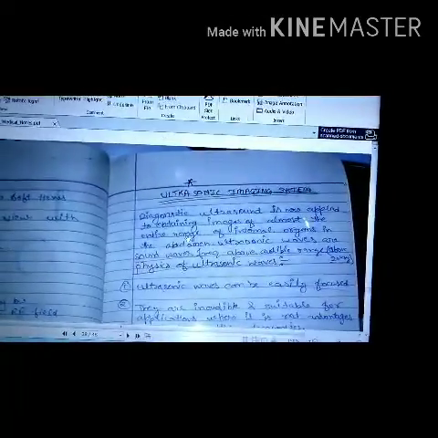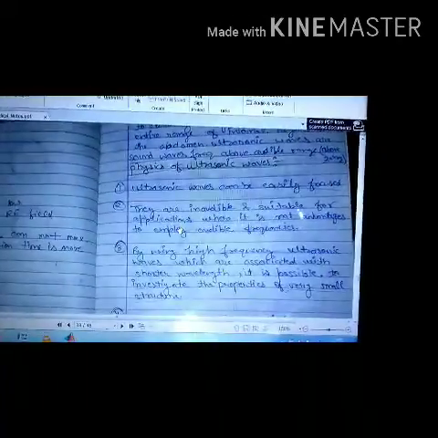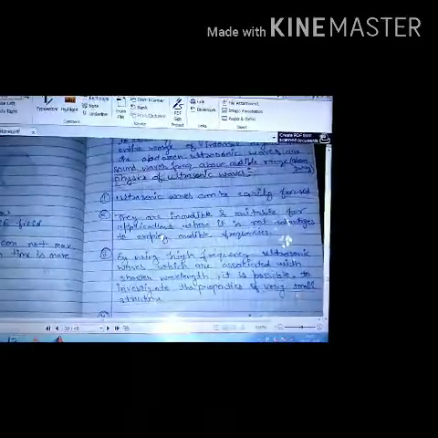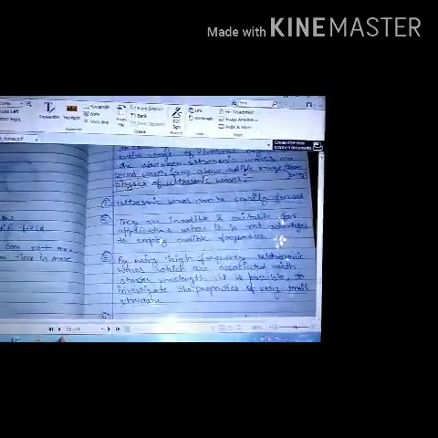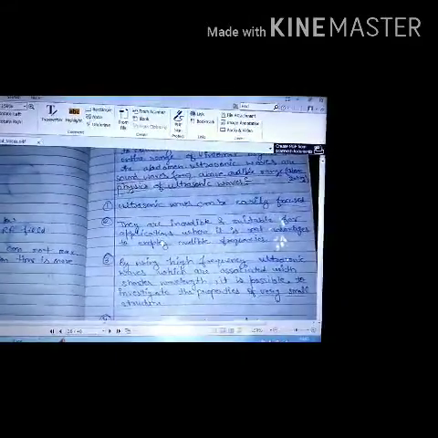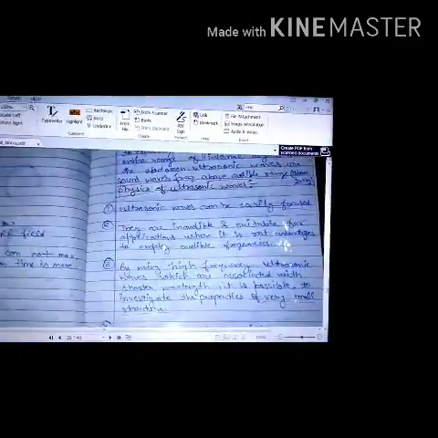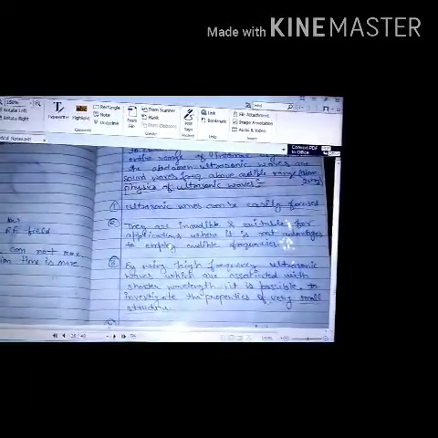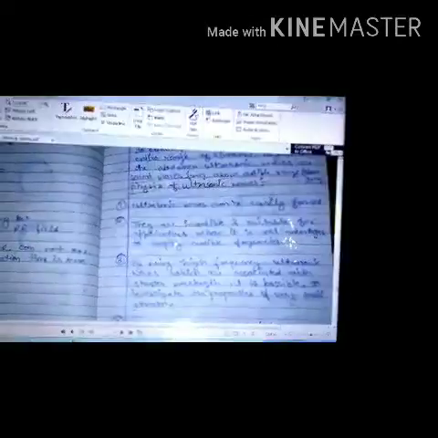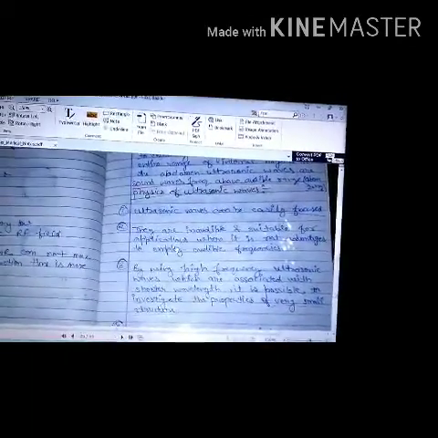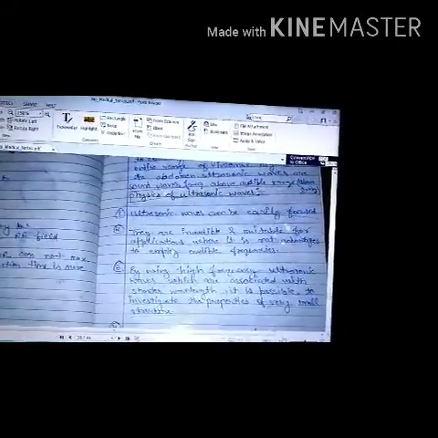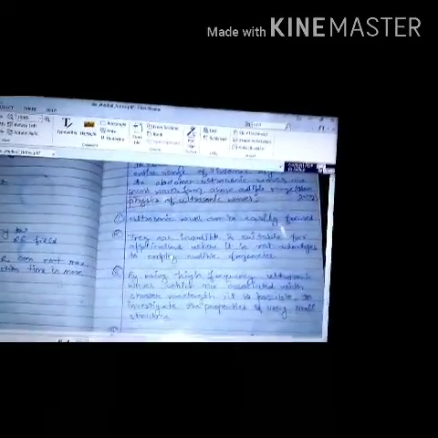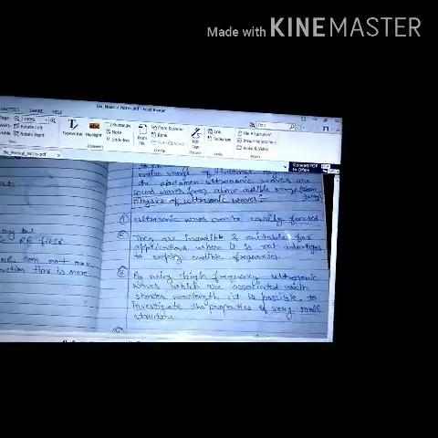So, physics of ultrasonic waves. Let us look at the physics of ultrasonic waves. Ultrasonic waves can be easily focused. So these waves do not have any problem, and we can focus them on a specific area to detect any part. They are inaudible and suitable for applications where it is not advantageous to employ audible frequency. So humans cannot hear this frequency, therefore they do not affect humans in any adverse way.